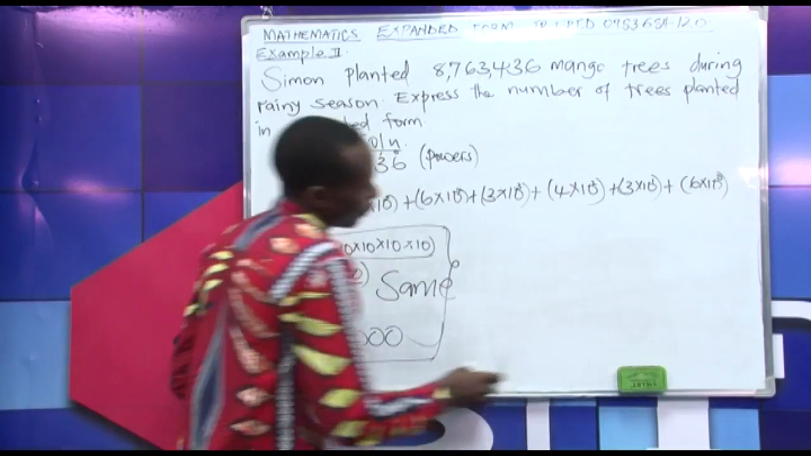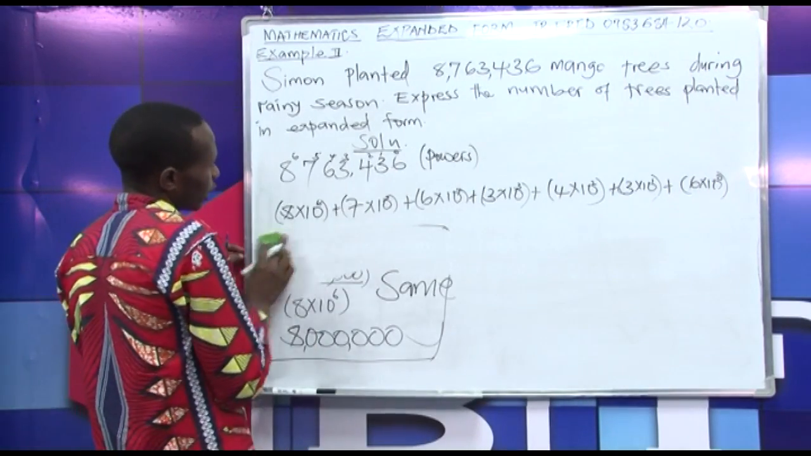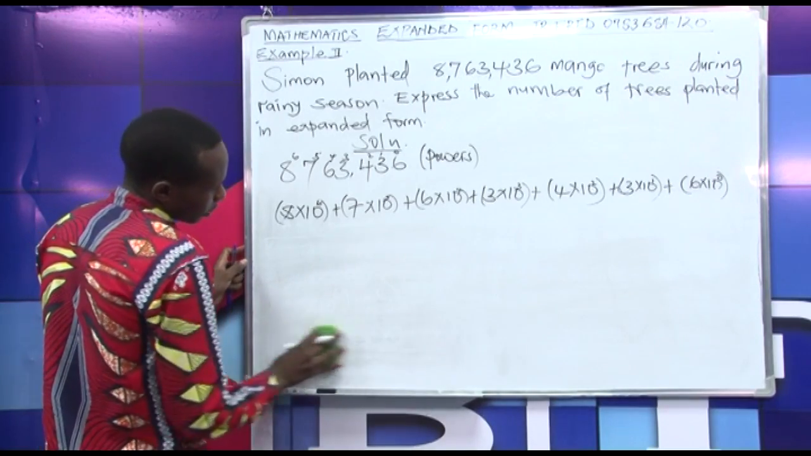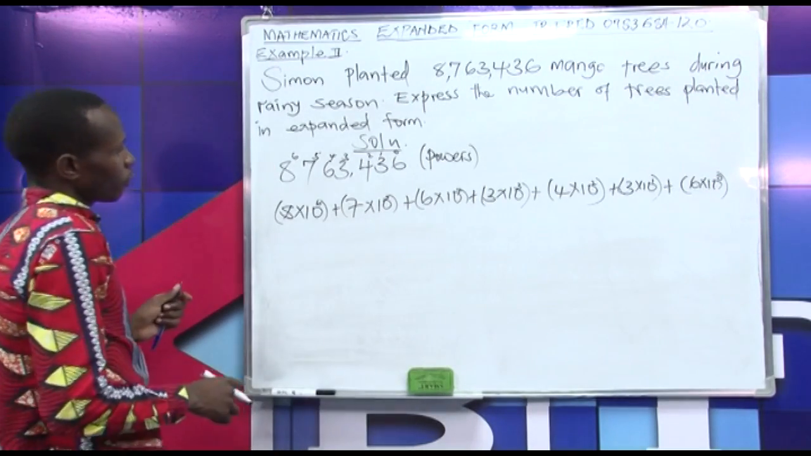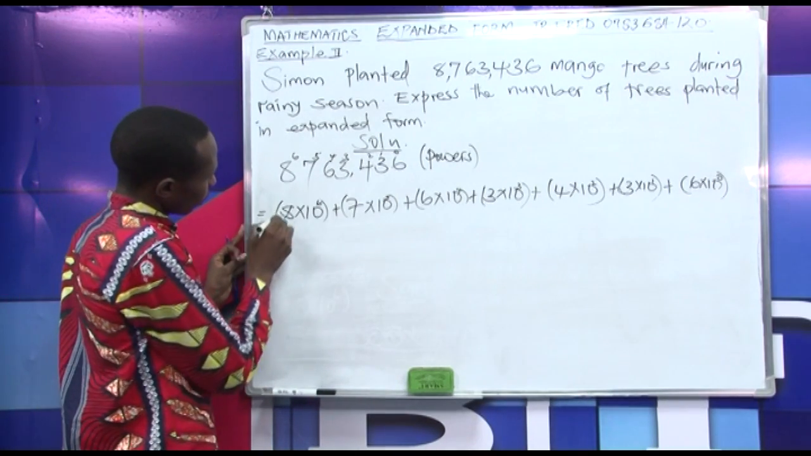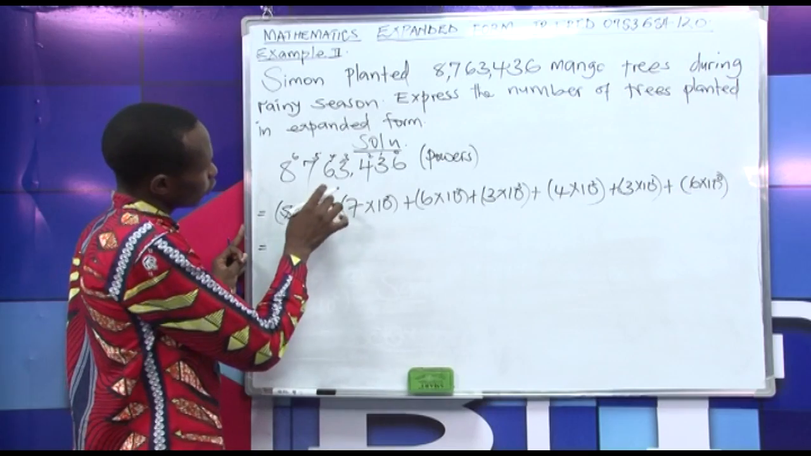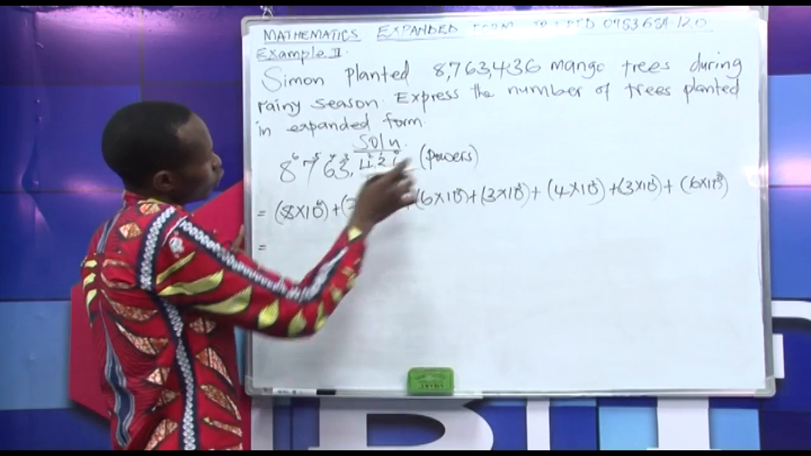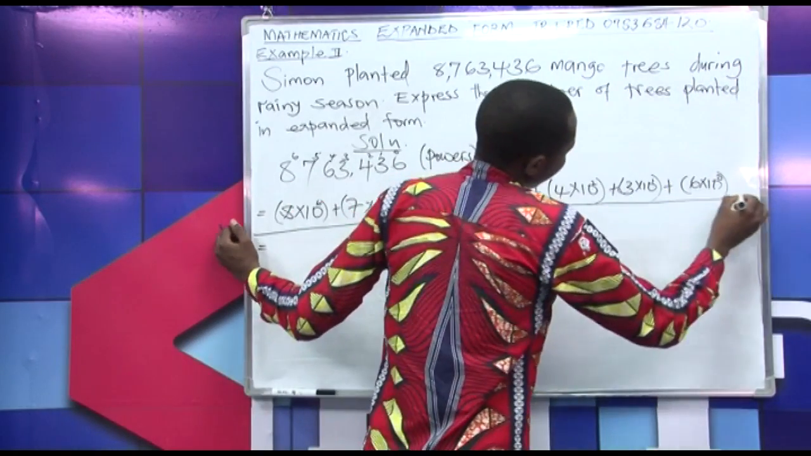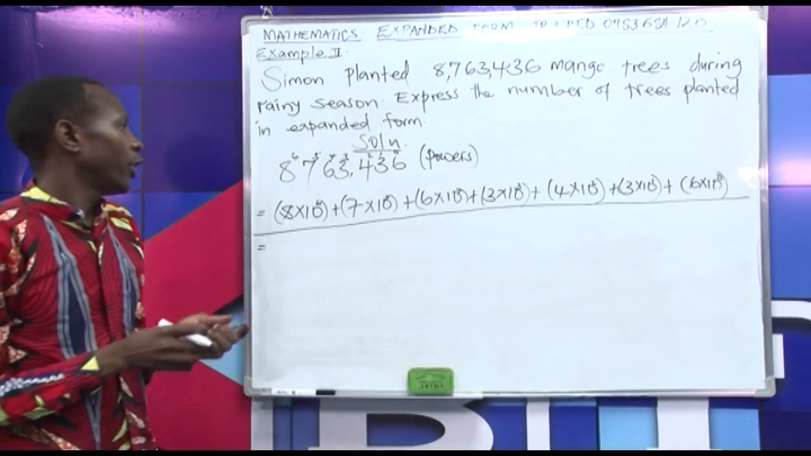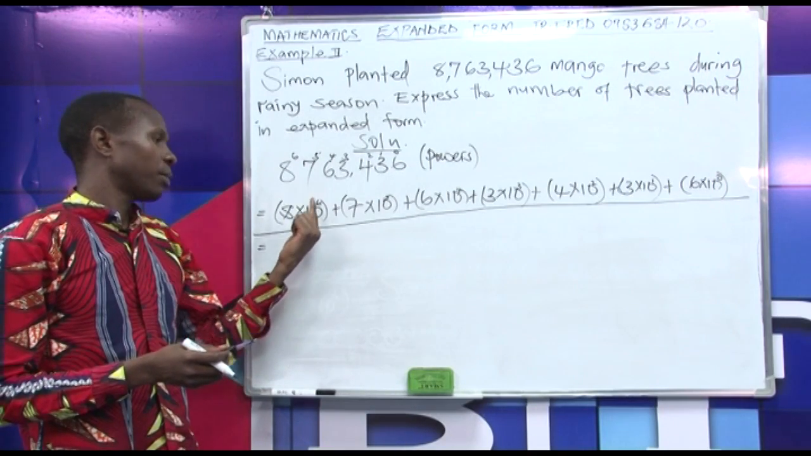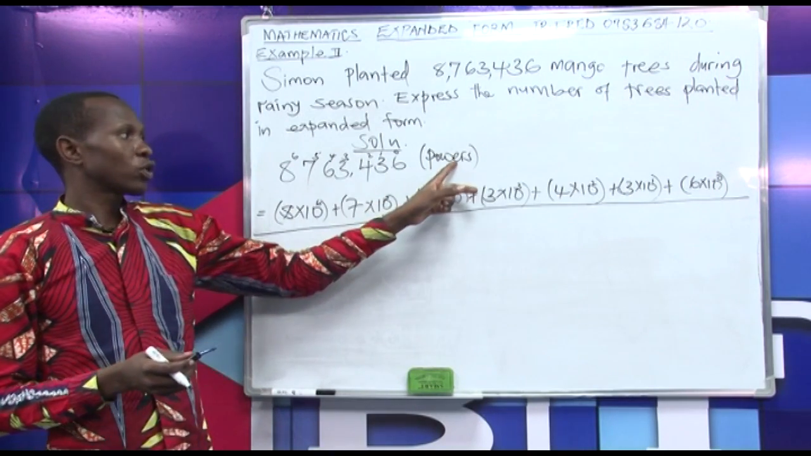So let's come here. That is what we have called our expanded form. This is our expanded form. So it's the same as also saying I can expand it. They said using powers. So if we are using powers, I'll come and expand, then from there I'll underline. This is our answer. It has got the powers. It has 8 times 10, power 6, and they wanted us to use powers.